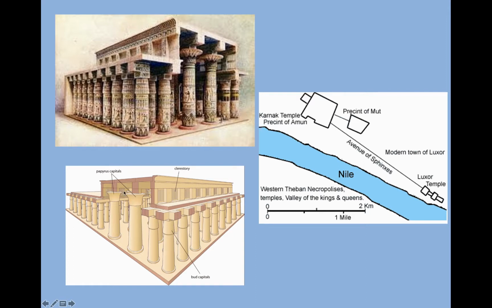And you have two different kinds of columns. You have these ones that sort of open out, and those are called papyrus capitals because they look like a papyrus flower. And this is called a bud capital because it looks like the bud of a flower that hasn't opened yet. So these are Egyptian columns. And then there's a whole other set of Greek columns, and then a whole other set of Roman columns. But what you see here is just a campaign to create really impressive stuff.